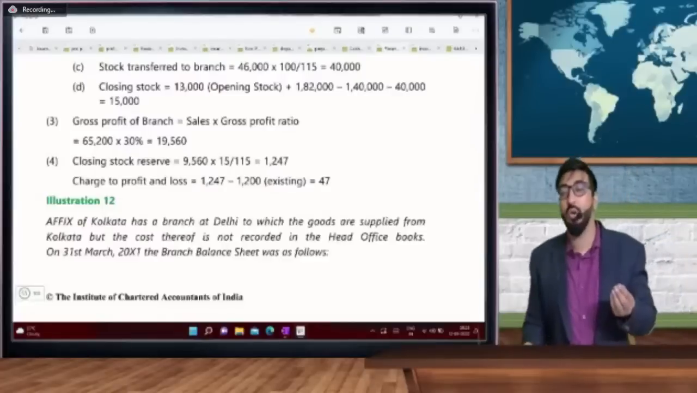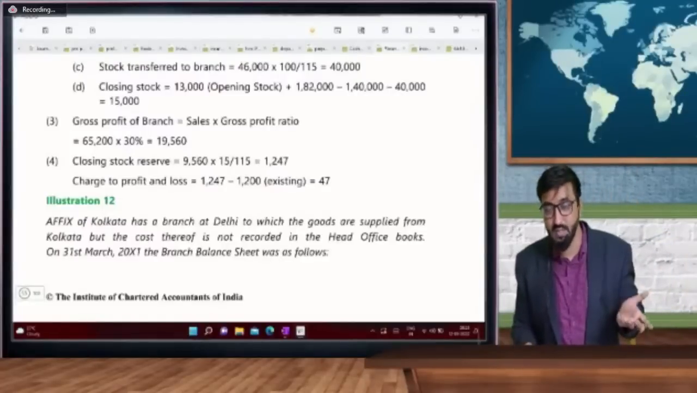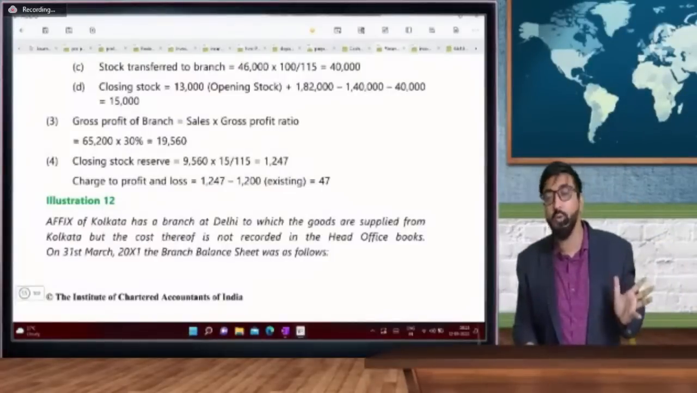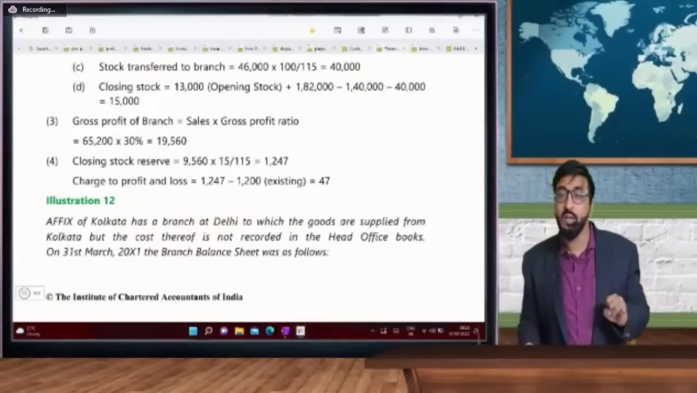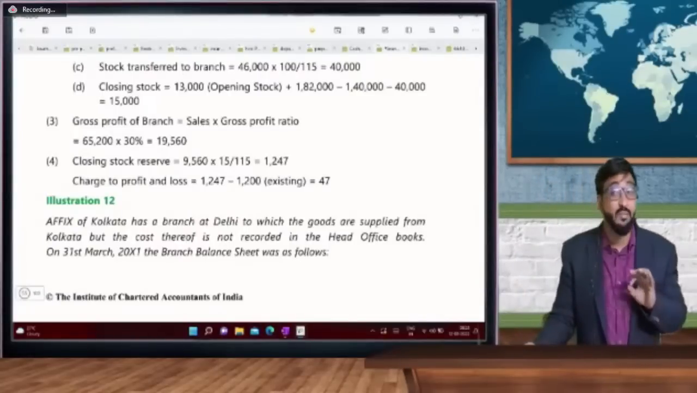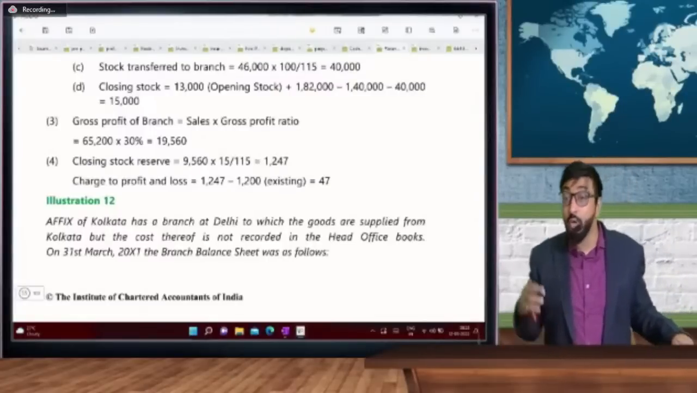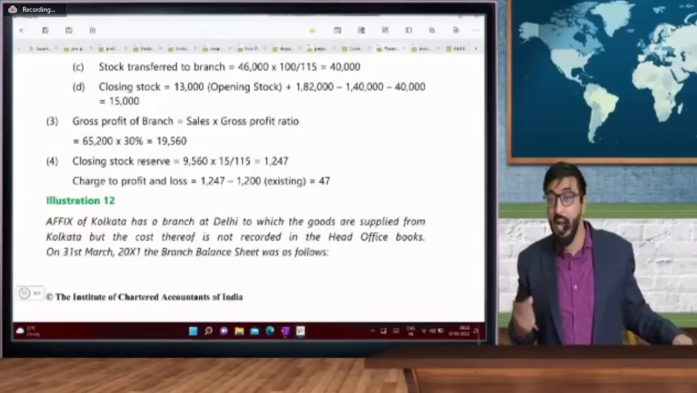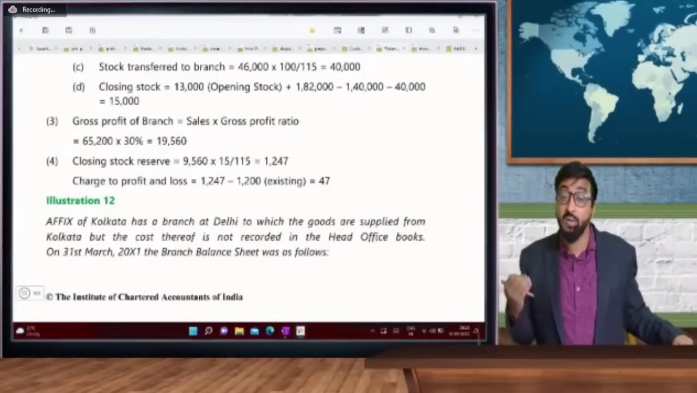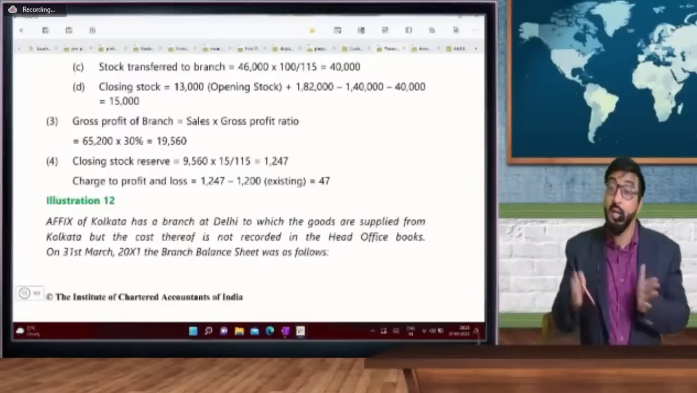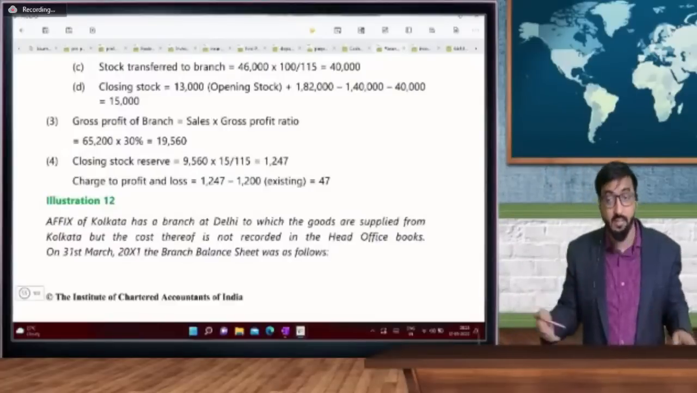Hardly you have to solve 15 to 16 questions. Out of that, only 4 to 5 questions are different. Once you understand the logic, branch accounting is a very simple topic. But why are students getting panicked? Because every question is different, and they are not focusing on the theory part of this topic. They are not getting the concept of why we are doing all these things: dependent branches, independent branches, debtors method, and stock and debtors method.